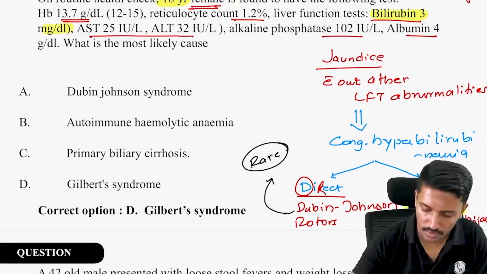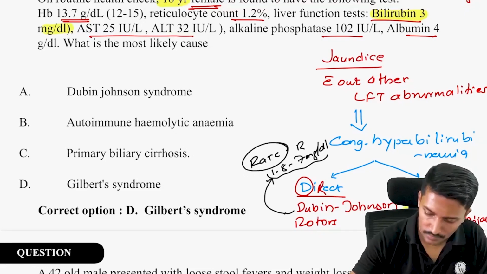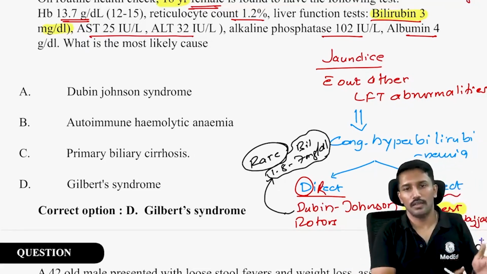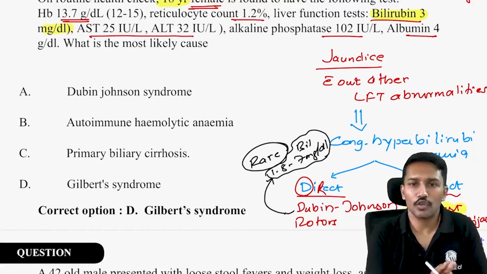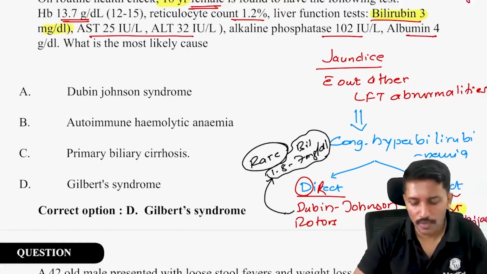So the bilirubin ranges from 1.8 to 7 milligrams per deciliter. So keeping these 2 points in mind, that bilirubin here is relatively on the lower side, right? I am going ahead with Gilbert syndrome as my first preferred diagnosis, and my second preferred diagnosis would be Dubin-Johnson.